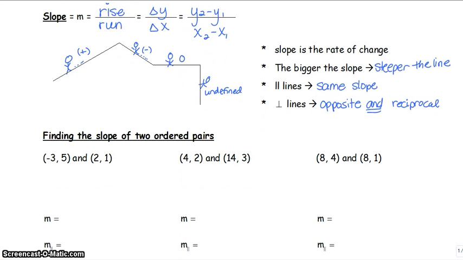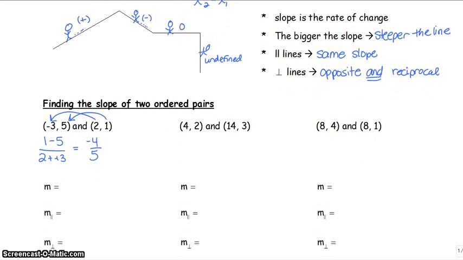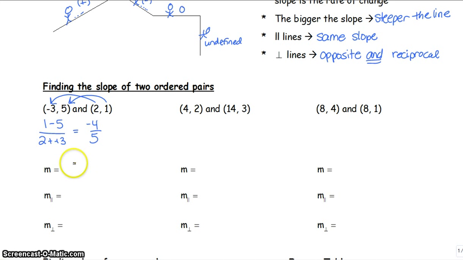Finding the slope of two ordered pairs. So we've got y2 minus y1. So we've got 1 minus 5 on top. 2 minus a negative 3 on the bottom, so that becomes a positive. We've got a negative 4 over 5. So the first part of the battle is to find that slope.